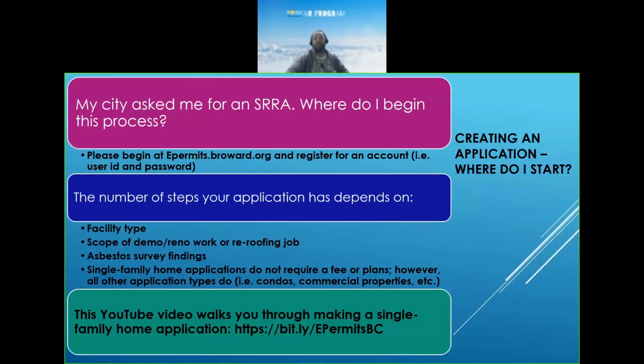Creating application. Where do I start? My city asked me for an SRA. Where do I begin this process? Begin at epermits.broward.org, register for an account, i.e. the user ID and password.